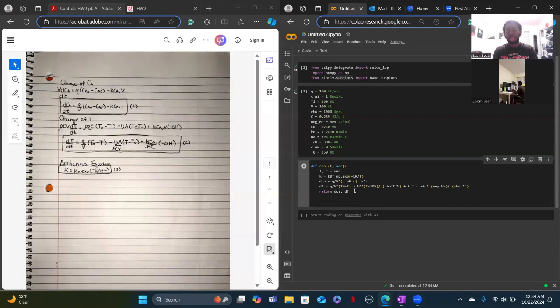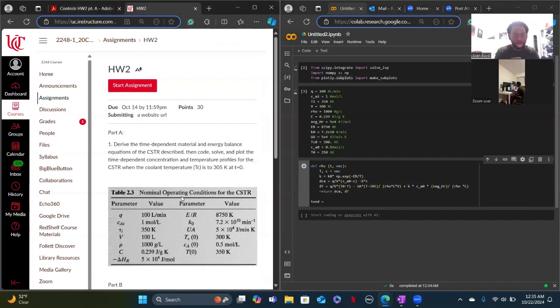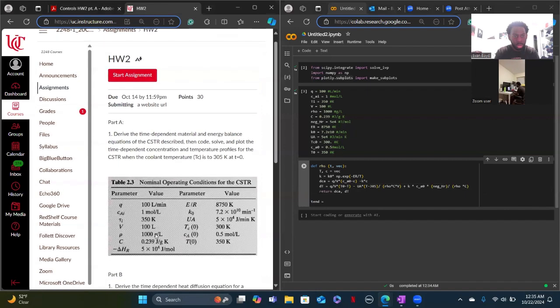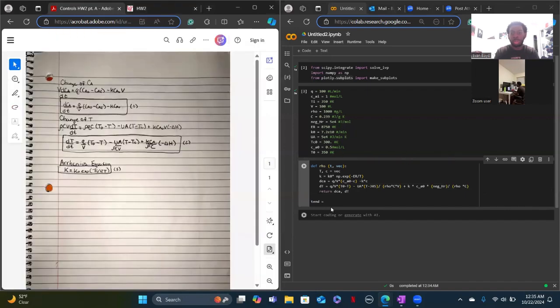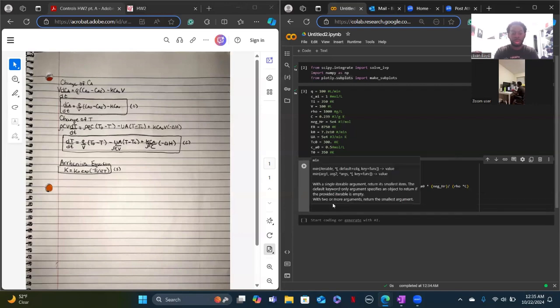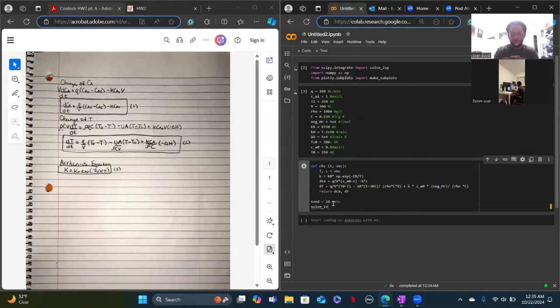Okay. So we need a time component to see how long our solver will run. And I think it says it in the prompt, it does not. Okay. We'll run this for 10 minutes then. So we'll say 10 minutes. Okay. And then we'll do solve_ivp.